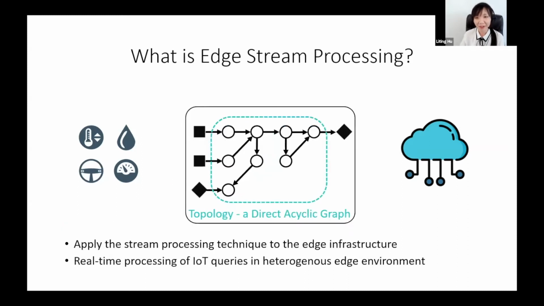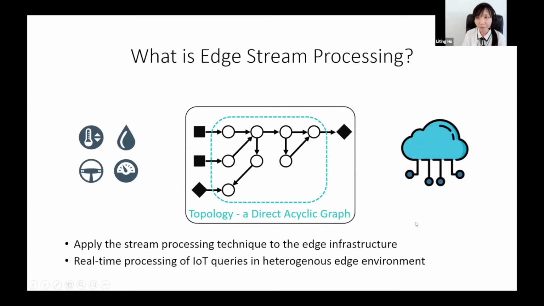So we have different thoughts. Can we apply stream processing techniques to the edge infrastructure? The key idea of edge stream processing is to move the computation from the cloud to the data sources, that is, gateways and routers for processing. Then data streams can be continually generated and analyzed in near real time.